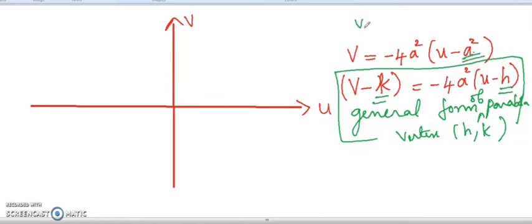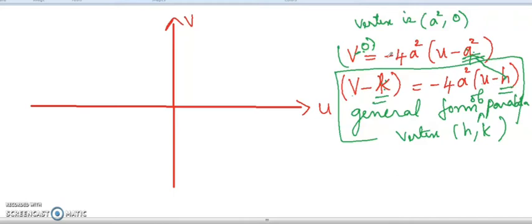So what about the vertex? Vertex is a square comma. So you can compare with this h comma k, right? So here it is a square comma. What is the term together with v? V minus 0. A square comma 0 is the vertex.